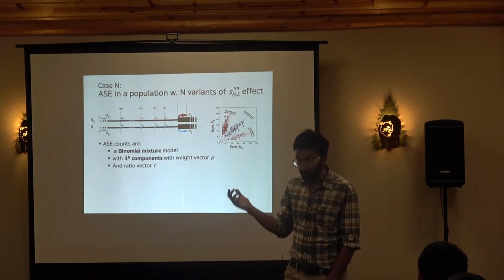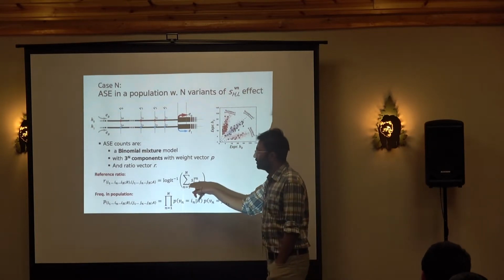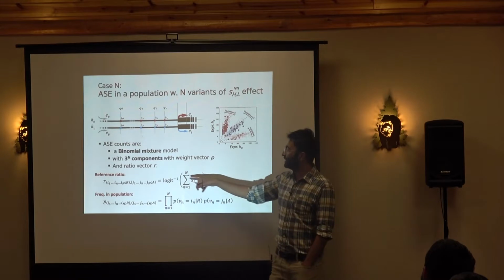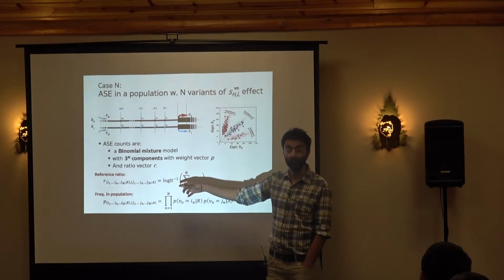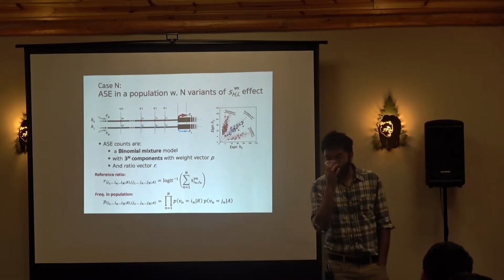Now, from the properties of aFC, we can also write this for the case of n variants, which is easy and very convenient to do. It's a simple sum to calculate the reference ratio for everyone and just logistic transform it. And then you also have the probabilities in the population that you can calculate.